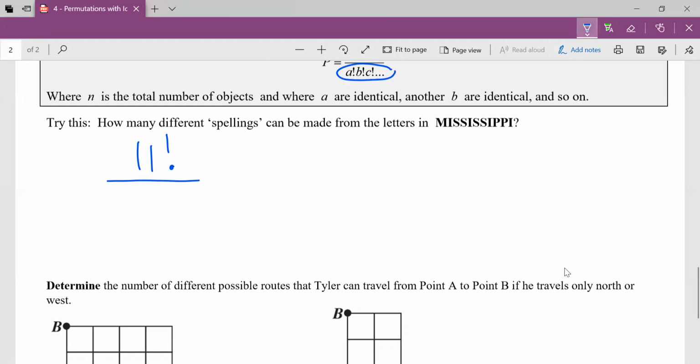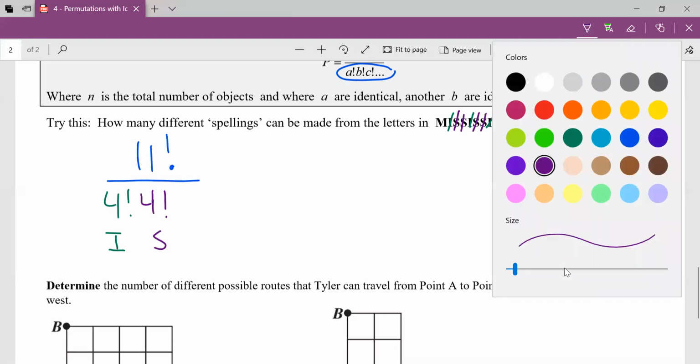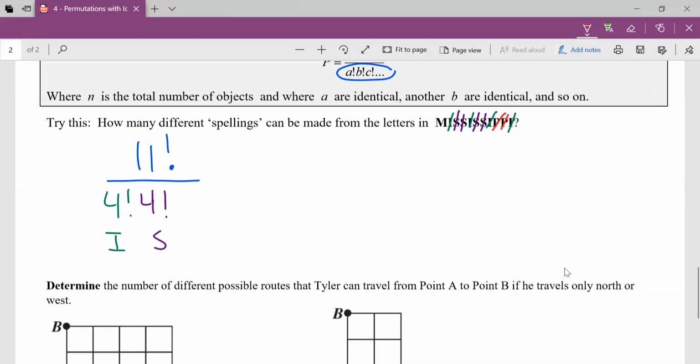But now I'm going to go through and do this. There are 1, 2, 3, 4 I's, so 4 factorial for the I's. Then, how many S's are there? 1, 2, 3, 4 S's, so 4 factorial for my S's. Then we've got P. We got 2 of them, 2 P's, like that. Those are all of my objects.